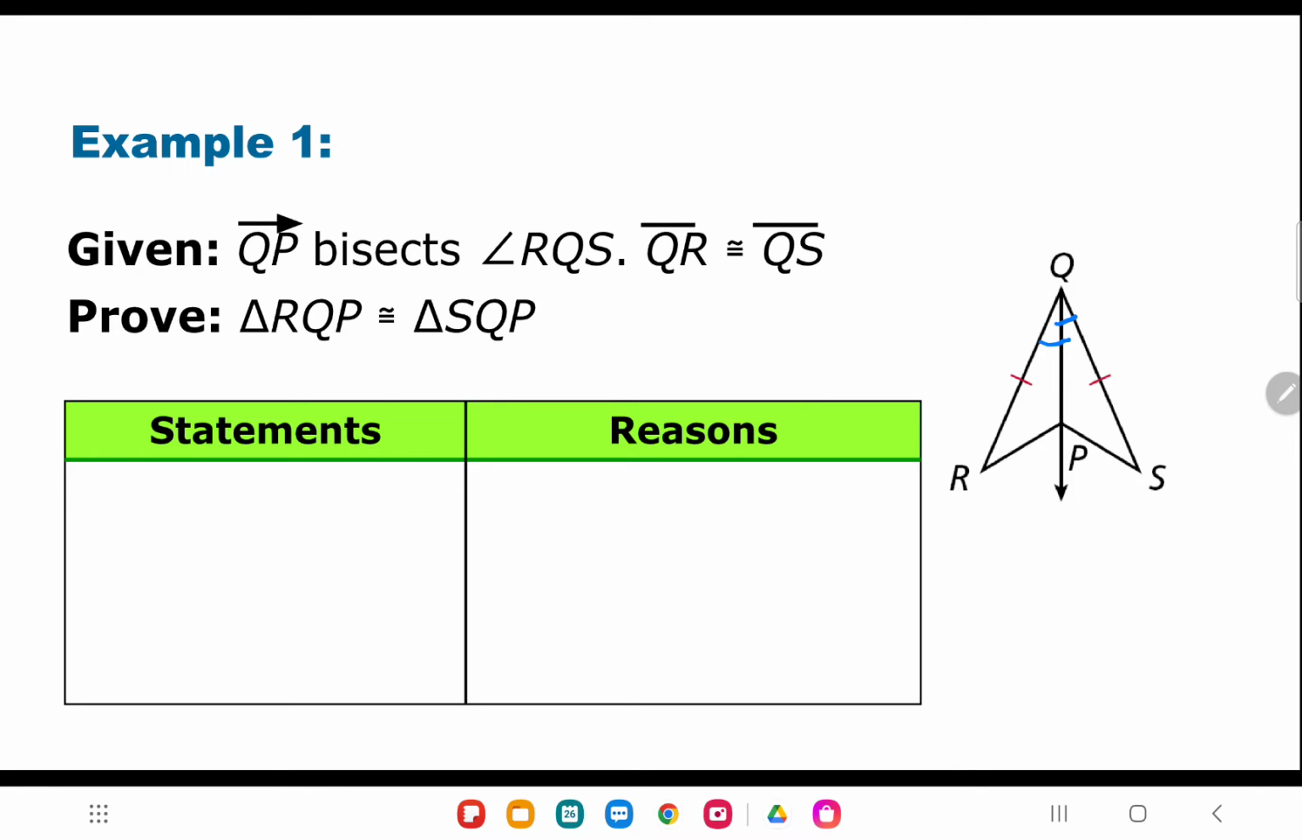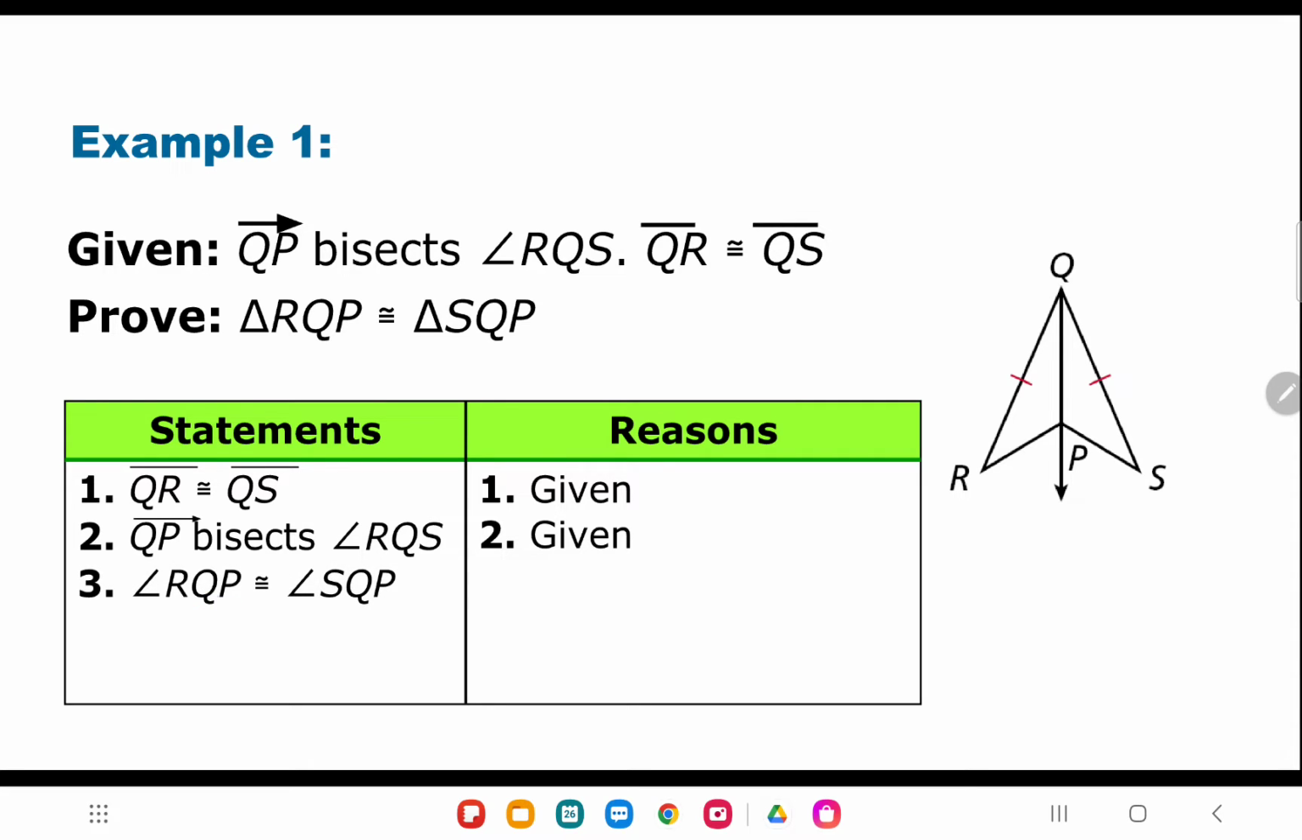Looks like I'm one side away from SAS. Do I have that here? And yes, I do, because I have a shared side here at QP. So I'm going to be headed for an SAS congruency, and that's going to help me get started with this. So let's go ahead. We're going to start off with our given statements and our next given statement.